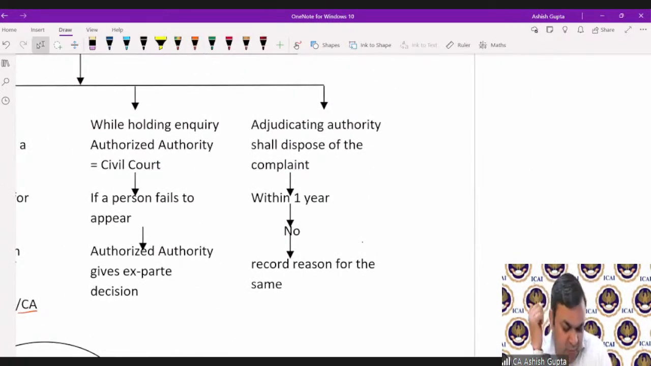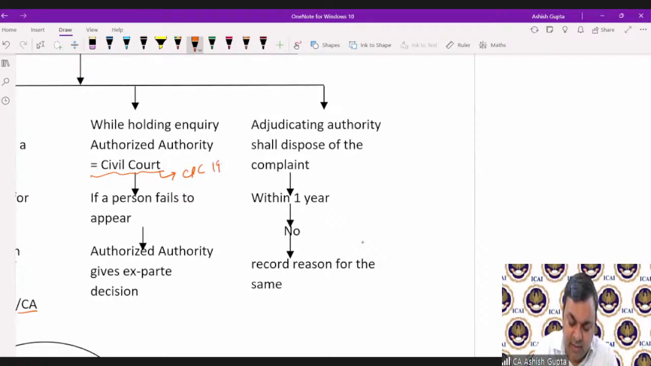While holding inquiry, the adjudicating authority will have the same power as the civil court possesses, right? This is the most important. Civil court means as per the CPC 1908, and if the person fails to appear, the authorized authority will give ex parte decision.